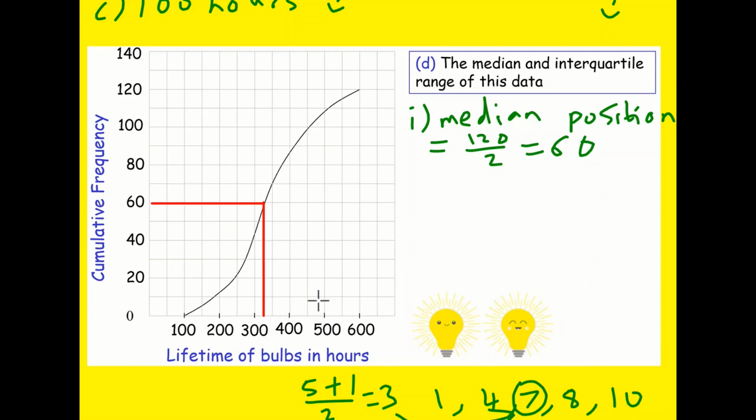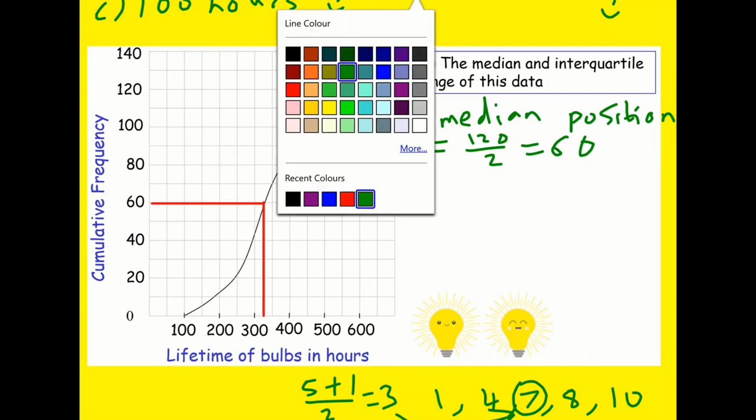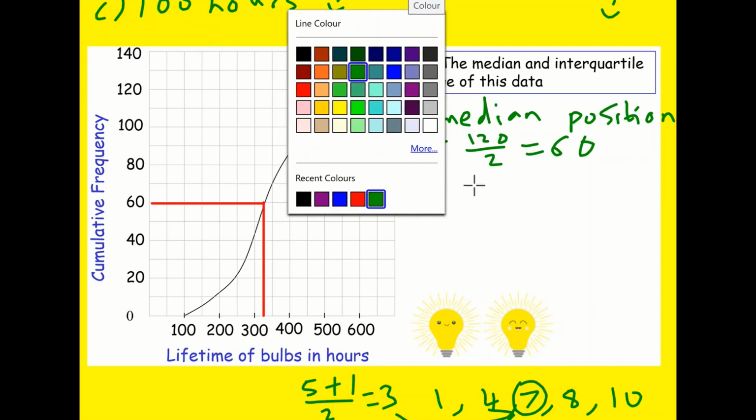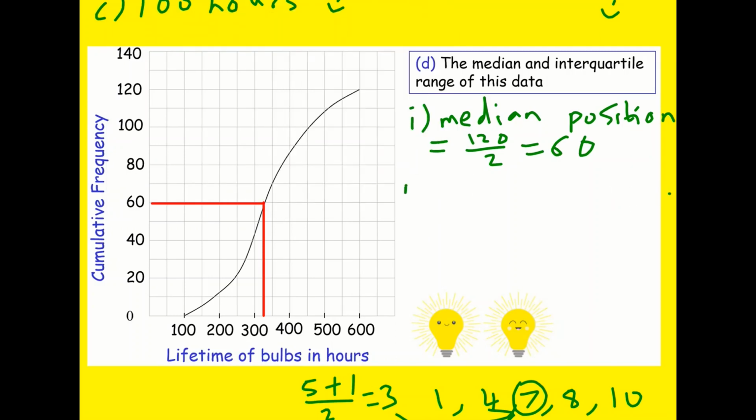I think 325 might be too accurate. Like, can I really write it to 3 significant figures? So I'm going to go with 320. But you'd be okay with 325, I think. You'd probably be okay with 330 if it came from your graph that way.